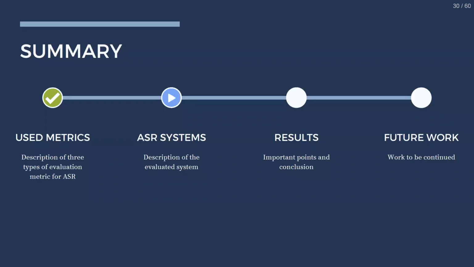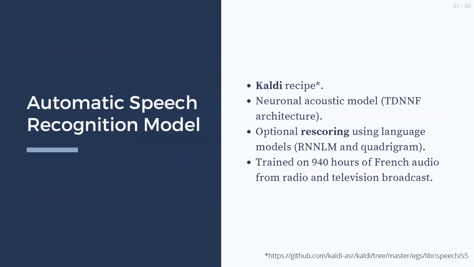So now we will take a short look at the ASR system. Our system is based on a Kaldi recipe. It has a neural acoustic model based on a TDNN-F architecture. It uses an optional rescoring using a language model, aka the RNNLM and a quadrigram. It is also trained on 940 hours of French audio from radio and television broadcast.